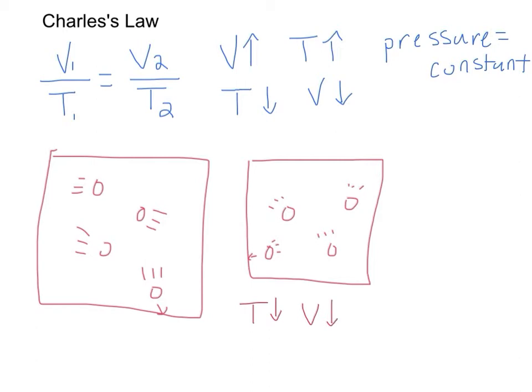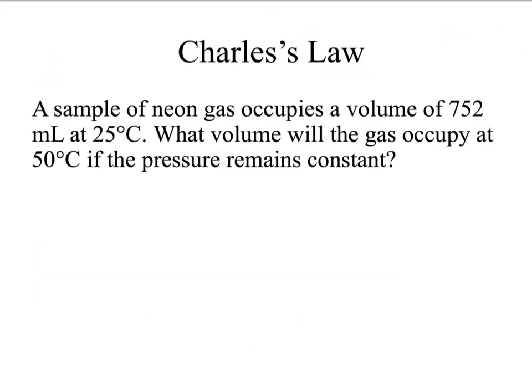So let's take a look at a problem. A sample of neon gas occupies a volume of 752 milliliters at 25 degrees Celsius. What volume will the gas occupy at 50 degrees Celsius if the pressure remains constant?